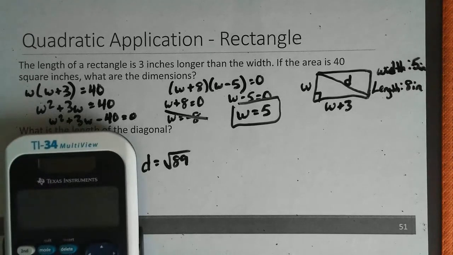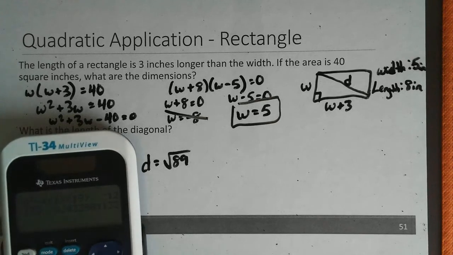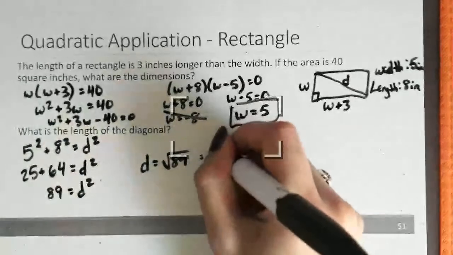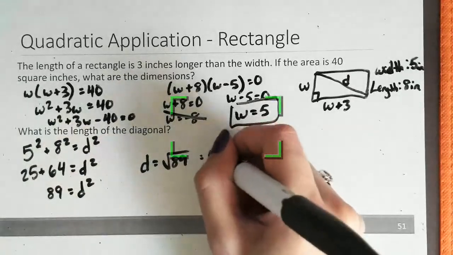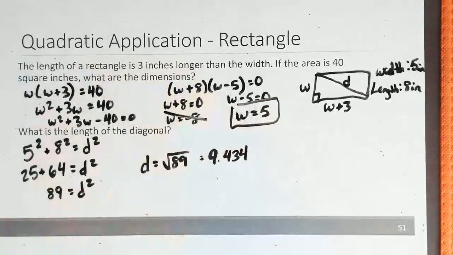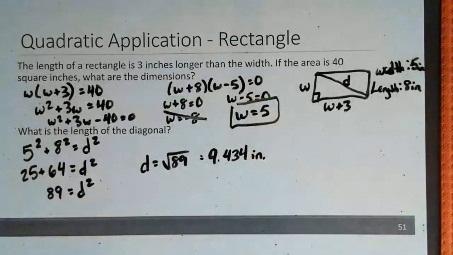The square root of 89 is equal to about 9.434. So our diagonal is going to be 9.434 inches.